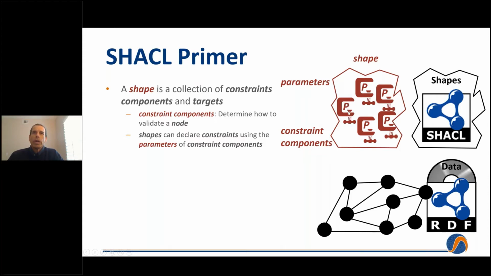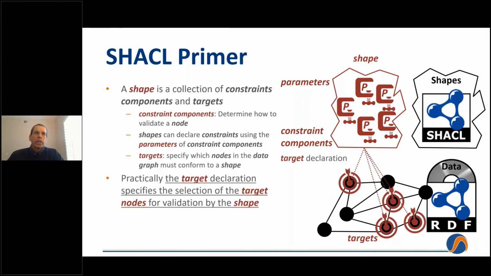And now we have target declarations. Targets specify which nodes in the data graph must conform to the shape. Practically, the target declaration specifies the selection of the target nodes for validation by the shapes. So let's summarize again. We have the shapes, we have the constraint components, we have the parameters, and then we have within the shape a target declaration that specifies the selection of target nodes for the shapes.